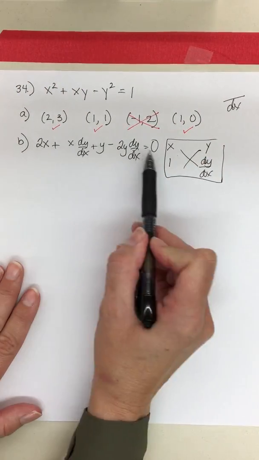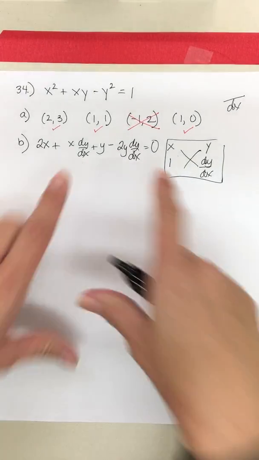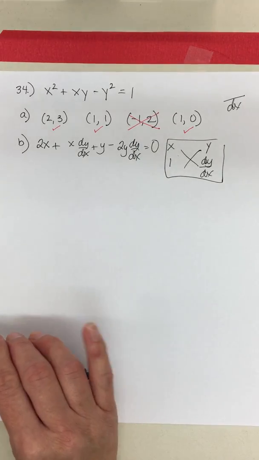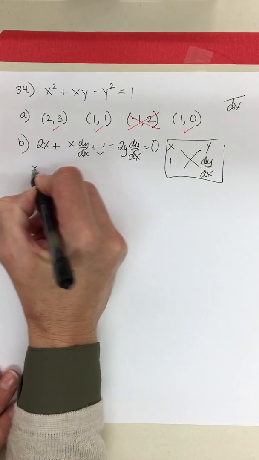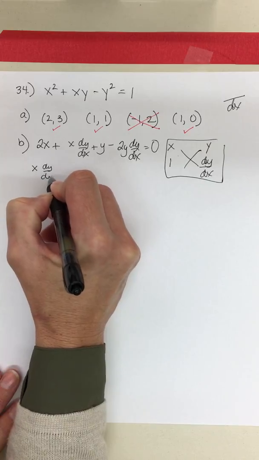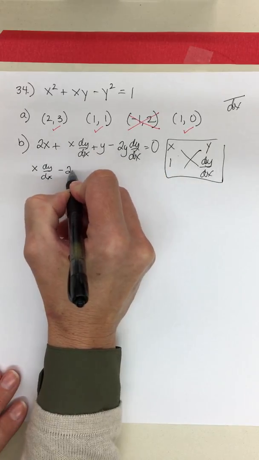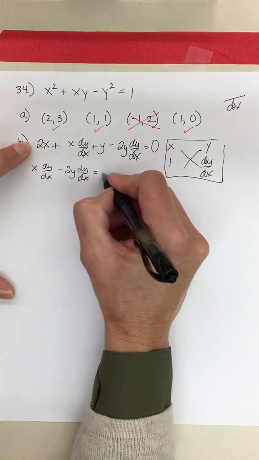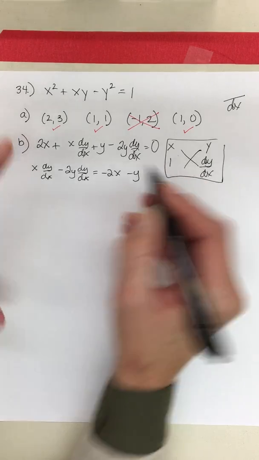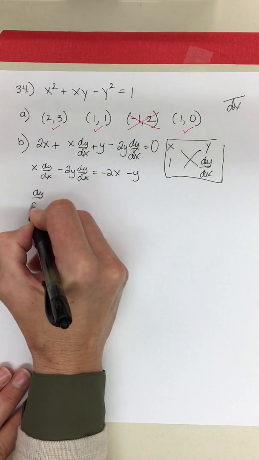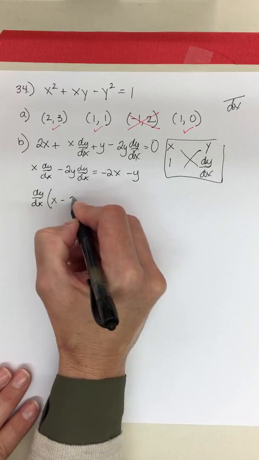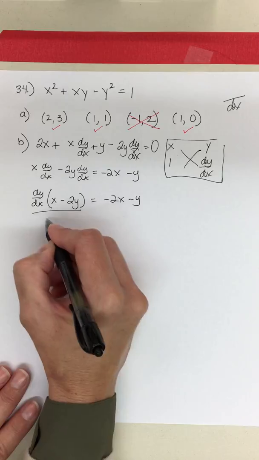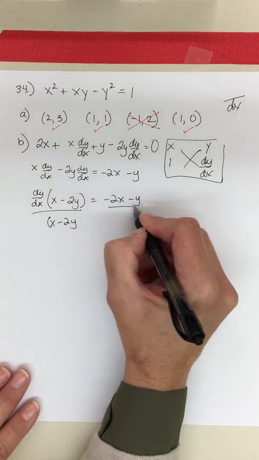Okay, so this is what we have to work with. We want to get the dy/dx by itself. So leave anything that has dy/dx on the left side, and the non-dy/dx terms are going to go to the other side. So I have x dy/dx minus 2y dy/dx equals, move the other stuff over. I'll have a negative 2x and a negative y. Factor out the dy/dx, and you can do a lot of this without showing the steps like I am. And then divide by x minus 2y to get the dy/dx by itself.